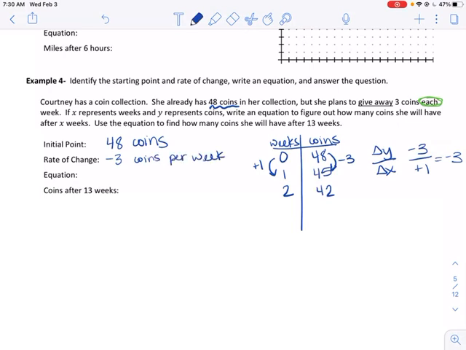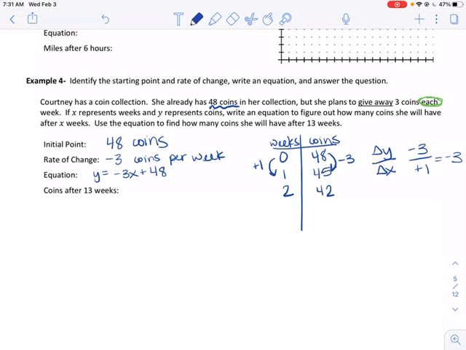It's kind of weird to talk about coins as being negative, but remember this is talking about a change. So that's just saying that it goes down 3 coins per week. Now we're going to make our equation with the data that we have. So y equals mx plus b, rate of change goes in for m, and then our initial value goes in for b. So that's my equation.